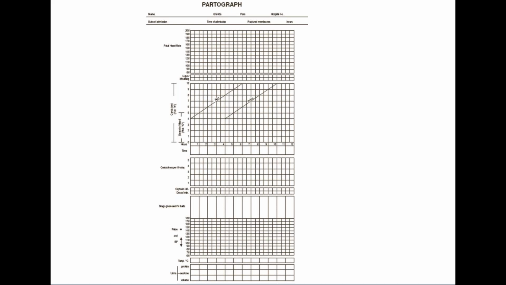So the upper part of the partogram here is the fetal heart rate. We will put it accordingly where it is, and we need to record that every half an hour in the first stage and every 5 minutes in the second stage, if the patient is not on CTG.